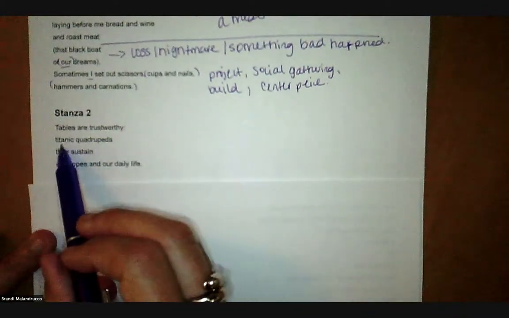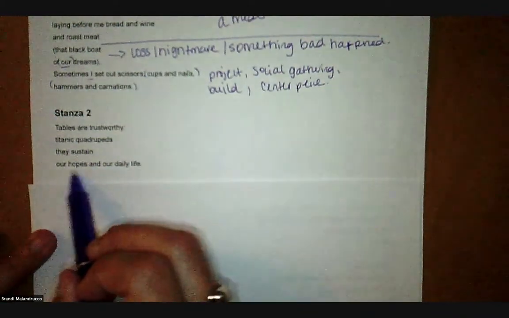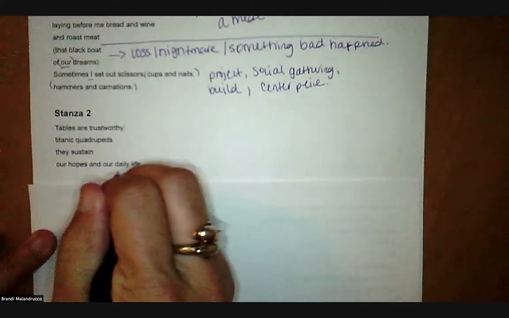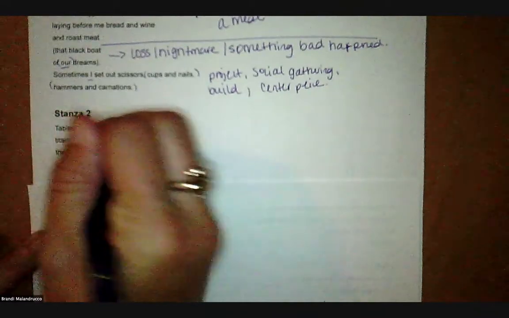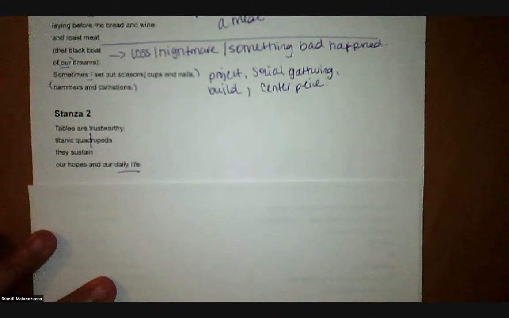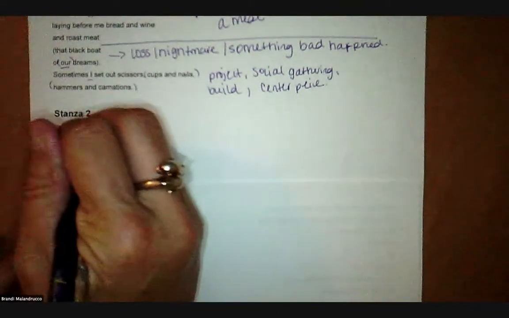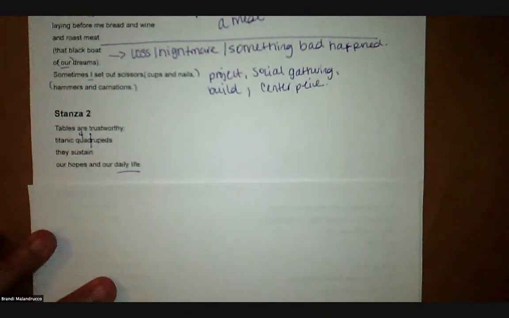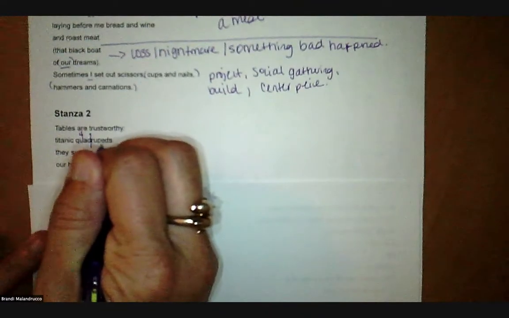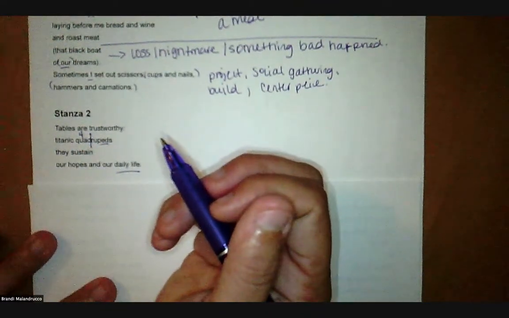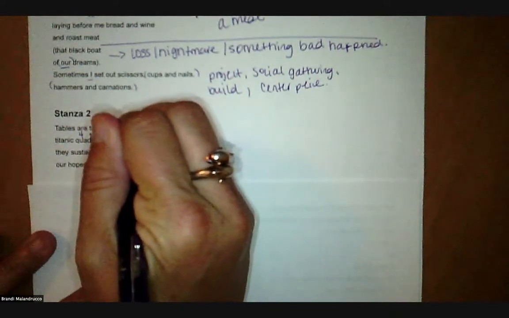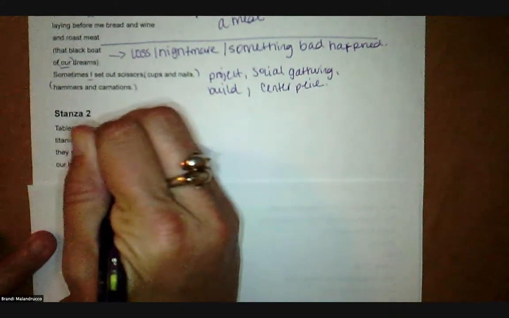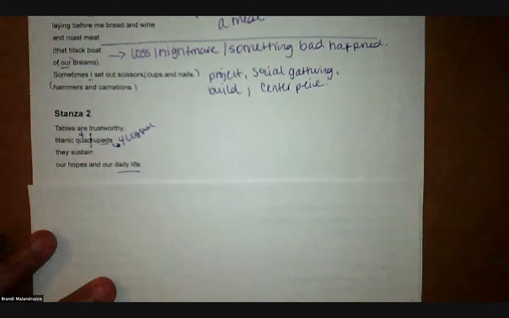Tables are trustworthy, titanic quadrupeds. They sustain our hopes and our daily life. Okay, and then quadrupeds. That's kind of a word that we don't see very often, so you want to cut it in two of what you do know. You know quad means four. I know a lot of y'all know that's almost common knowledge at this point. And ped, think about pedicures, feet, legs. Tables are typically four-legged. So I can come to that conclusion based off what I'm given in the word itself.